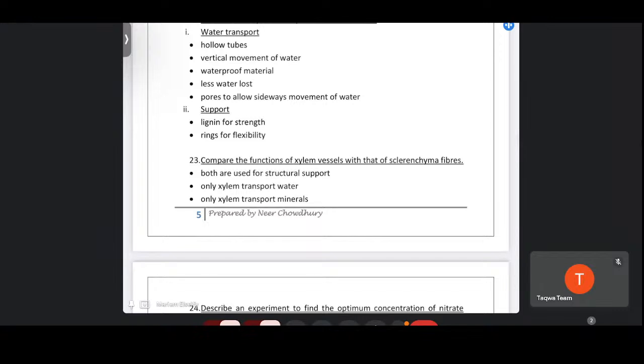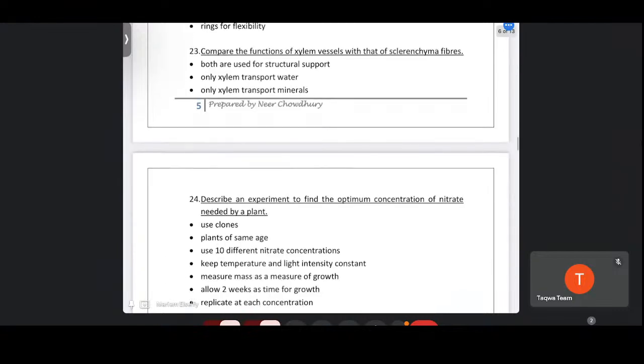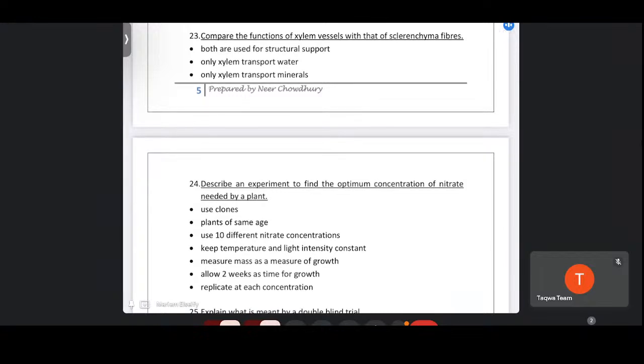Okay. Water and ions, etc., while sclerenchyma fibers do not transport water. Okay. Let's describe an experiment to find the optimum concentration of nitrate needed by a plant. Use clones, plants of the same age, use 10 different nitrate concentrations, keep temperature and light intensity constant, measure the mass as a measure of growth, allow 2 weeks for growth, replicate at each concentration.